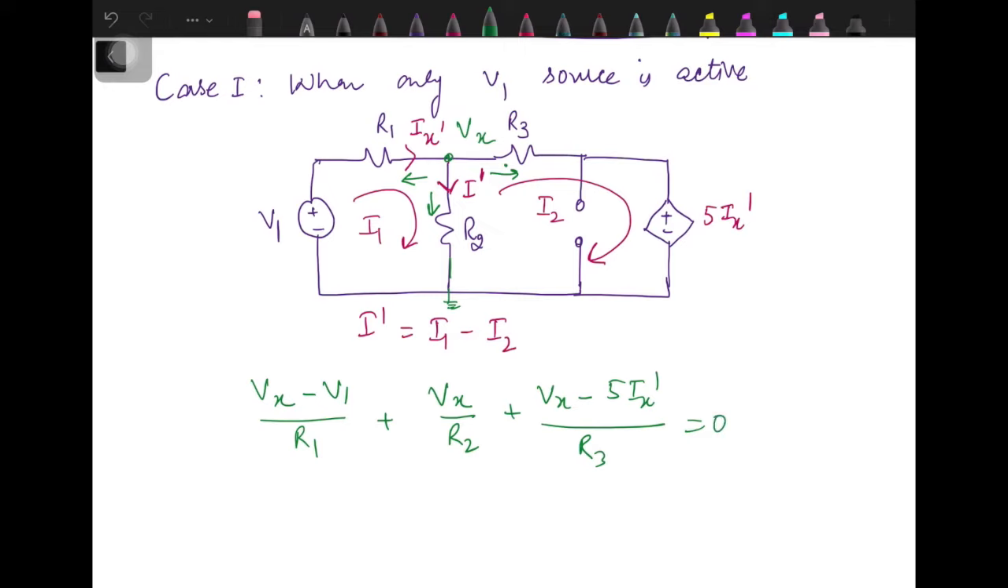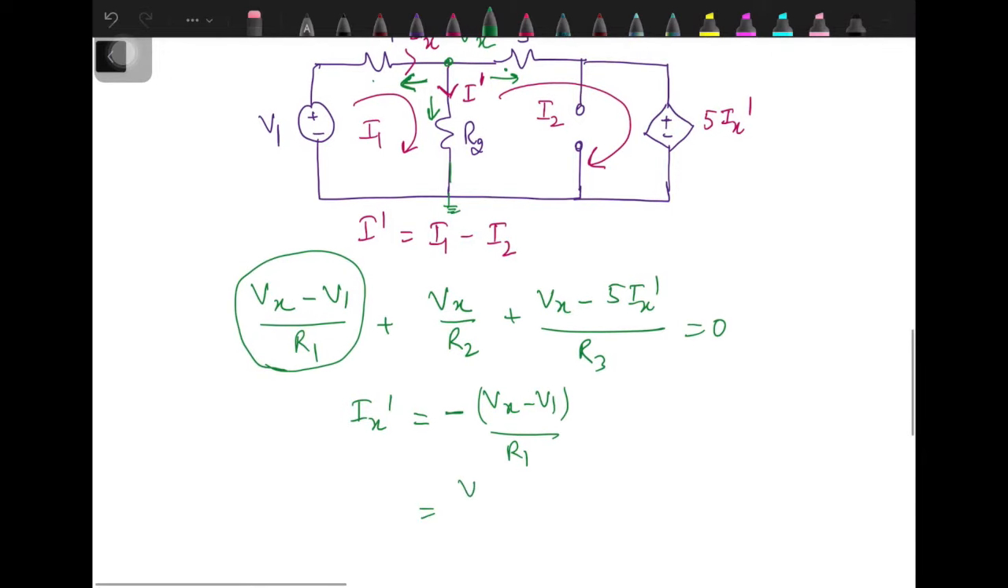Then we need the equation of Ix dash as well in terms of Vx. Now Ix dash will be equal to minus of this, because this is the current through R1. We have assumed that it is in outward going direction, but Ix is shown in opposite direction, so it will be minus of Vx minus V1 upon R1, which means V1 minus Vx by R1.